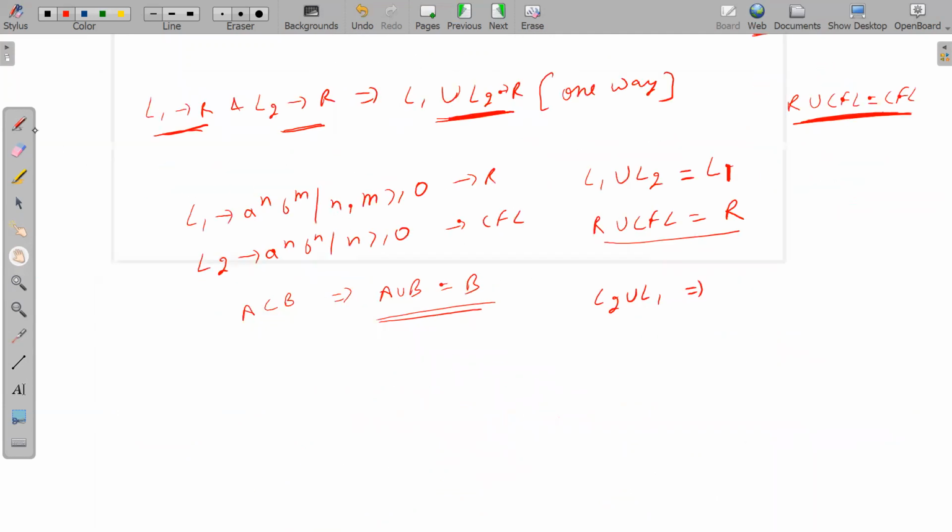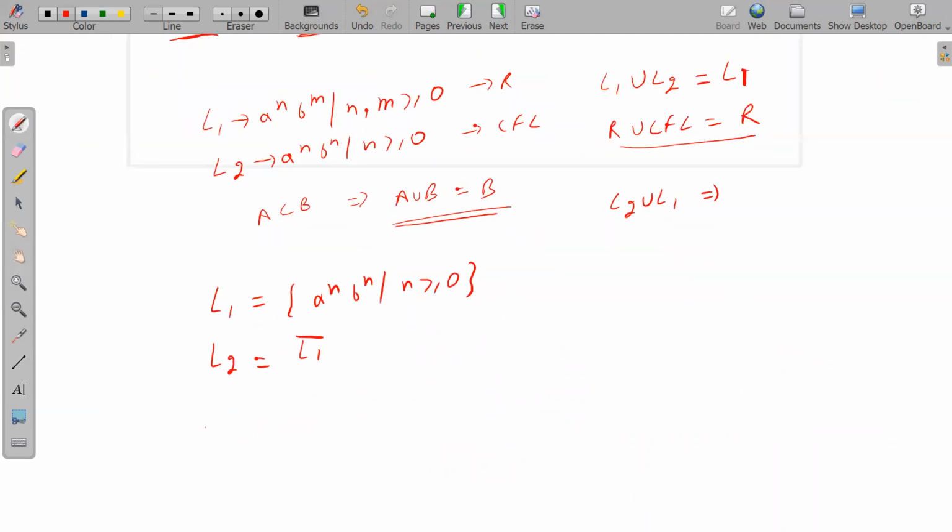Let me give you some more examples in which none of them is regular. Let us take L1 as a^n b^n, such that n ≥ 0. L2 is L1 bar, the complement of a^n b^n. Now just see what L1 union L2 will be. It will be nothing but L1 union L1 complement. It will be nothing but your complete language, that is sigma star, the universal set.